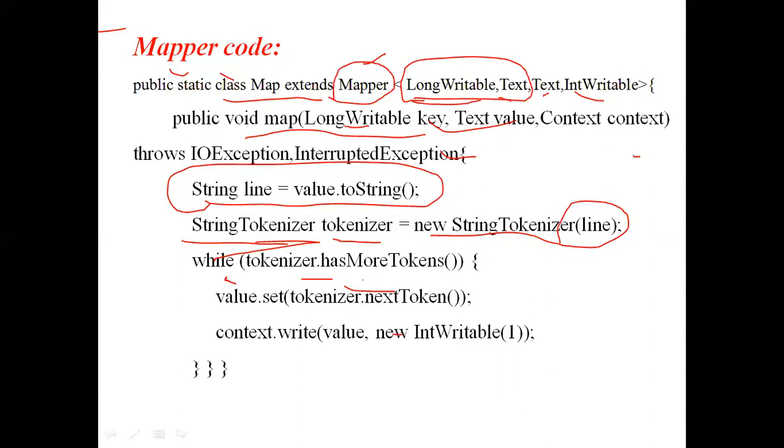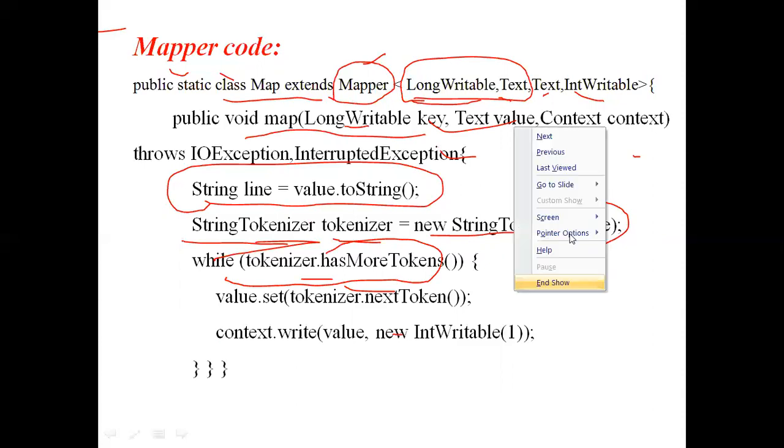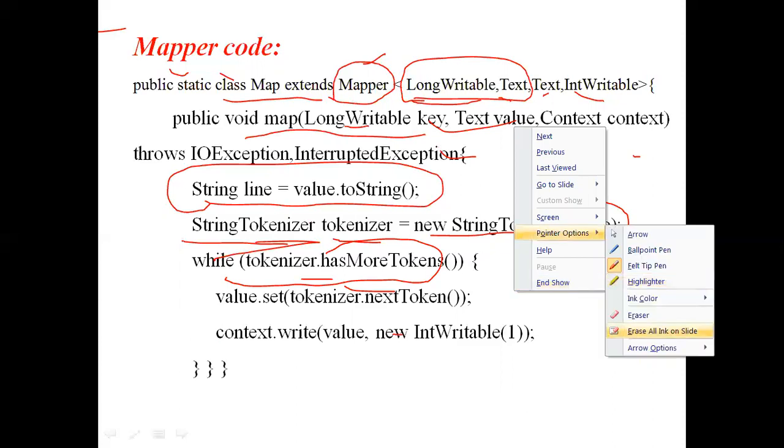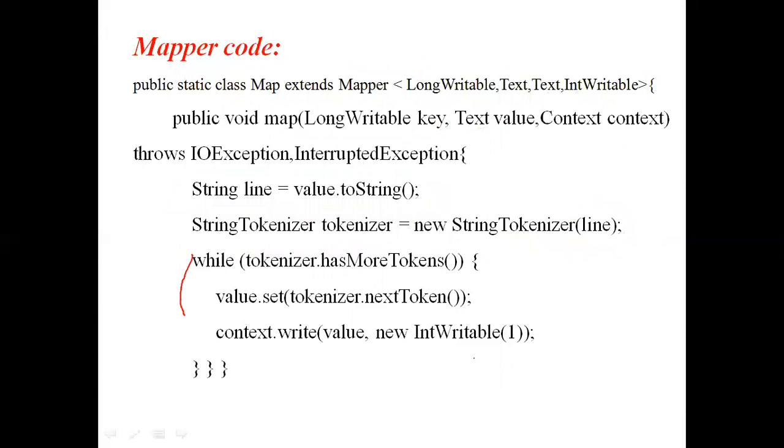Next observe here, while tokenizer dot hasMoreTokens, we have written the while loop. Observe this while loop. This is the main logic in this one. Tokenizer is nothing but the object of StringTokenizer. Tokenizer dot hasMoreTokens. The hasMoreTokens method indicates whether tokens remain in the StringTokenizer class.